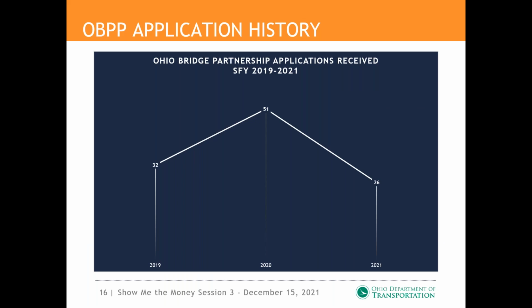So, like I said, after the initial program concluded in 2017, we had a 1-year hiatus, and then we reintroduced the program at the current funding level in 2019. That year we had received 32 applications. In 2020, we did see a spike. We had 51 applications, and I believe it was because of some of the funding constraints due to COVID that we did see a reduction in the last funding cycle, down to 26 applications received.